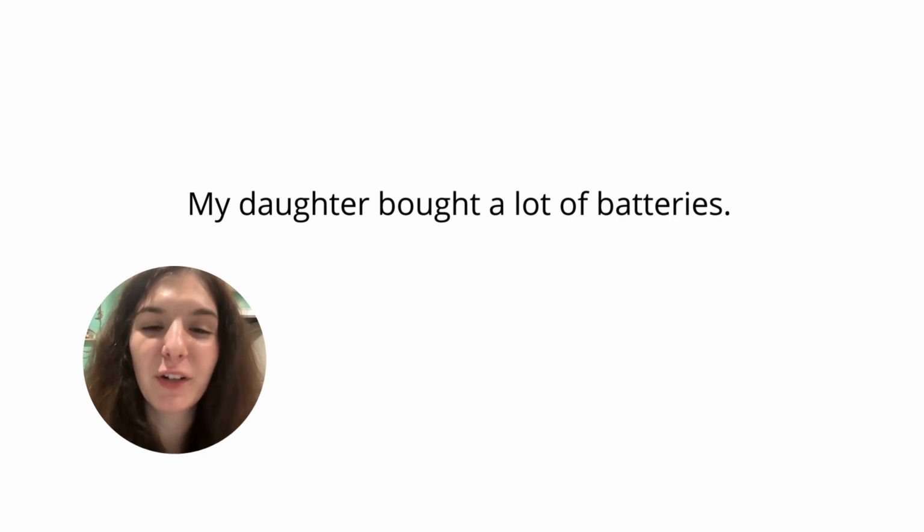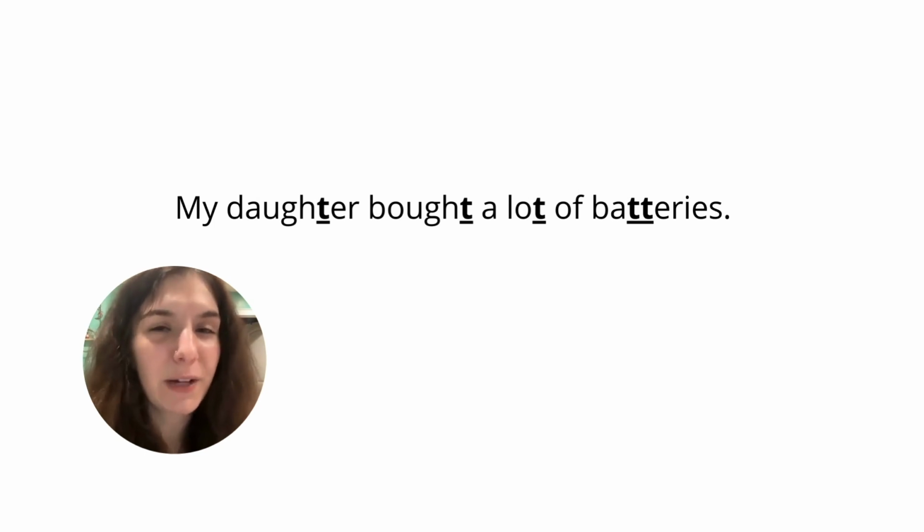Okay, our first sentence. Where are the T's located here? Once we locate our T's, we can take a guess as to whether they will be pronounced as a T or if they might be pronounced as a fast D. And in fact, all of these here would be pronounced as fast Ds. So I would say this sentence as, my daughter bought a lot of batteries. My daughter bought a lot of batteries.